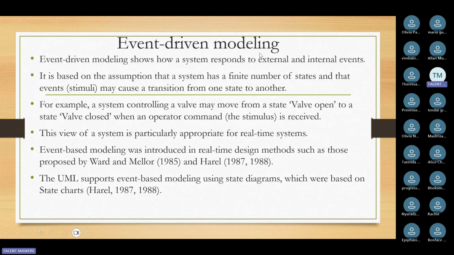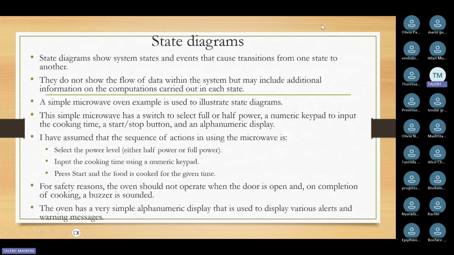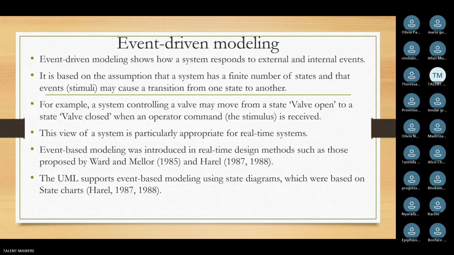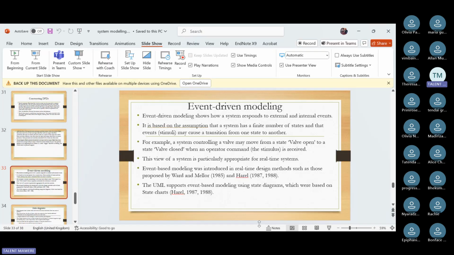Before we move on to event-driven modeling, could there be any challenges? Could there be any questions? Any questions so far? Okay, I'll proceed. We move on to event-driven modeling.